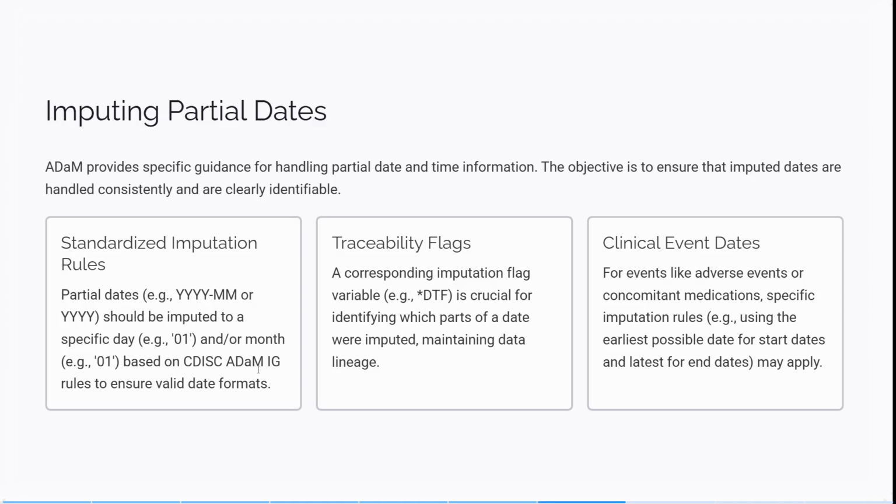The traceability flags: the corresponding imputation flag variable is crucial for identifying which part of the date is imputed and maintaining the data lineage. So there will be a flag variable, and we have to know which part of the date is imputed. For clinical event dates, such as adverse events or concomitant medication, specific imputation rules, for example using the earliest possible date for start dates or the latest possible date for end dates, may apply. If you check the AE and concomitant medication, they have a different set of specific imputation rules.